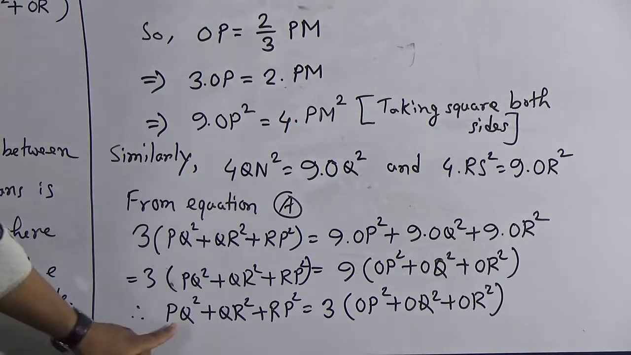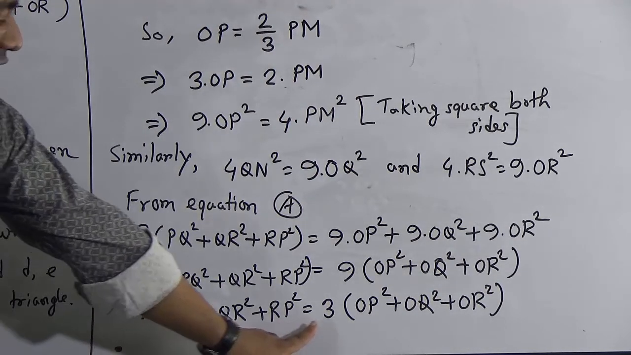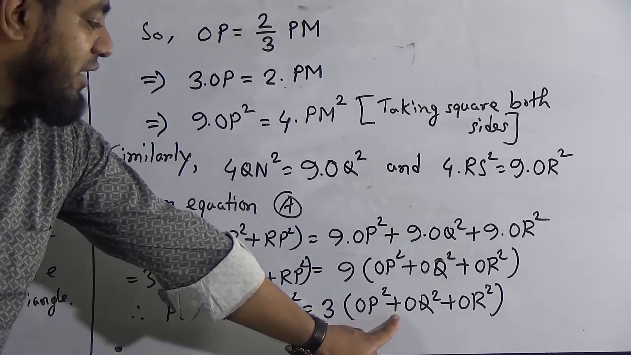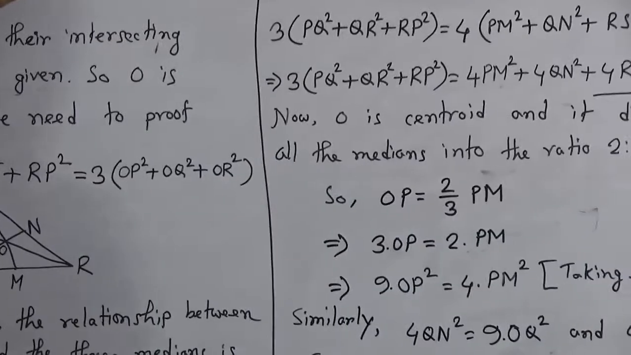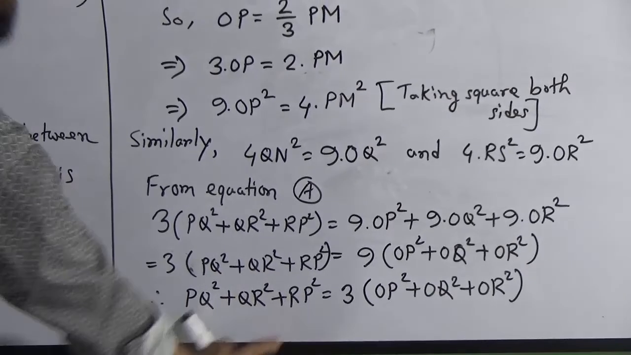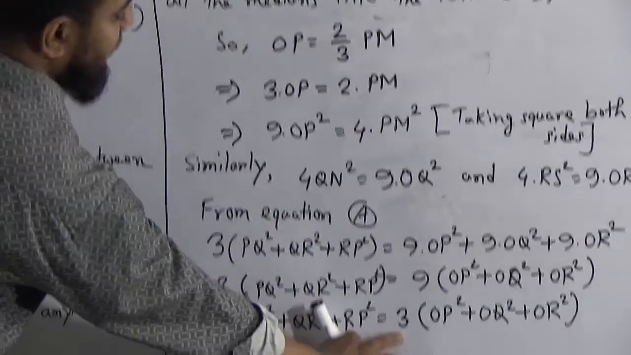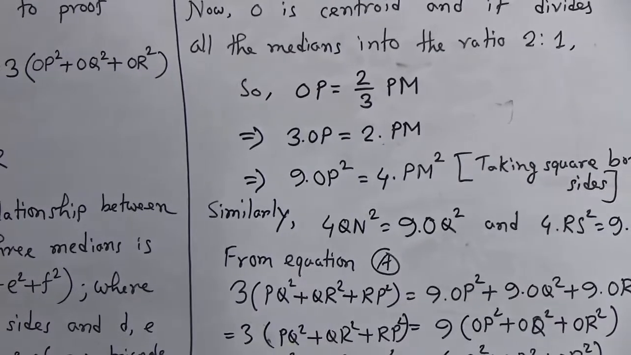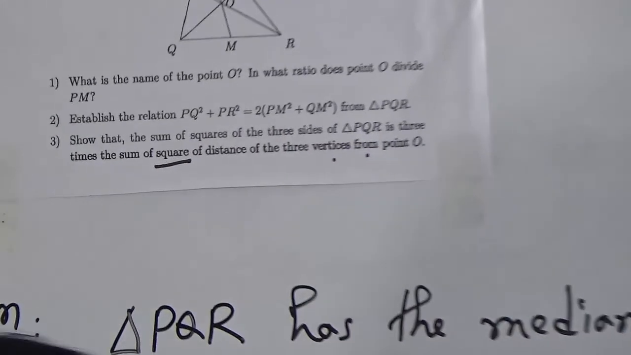I hope you have understood this one. PQ square plus QR square plus RP square is equal to 3 times OP square plus OQ square plus OR square. The question is: show that the sum of squares of the 3 sides of triangle PQR is equal to 3 times the sum of the squares of the distances of the 3 vertices from the point O, that means OP square plus OQ square plus OR square.